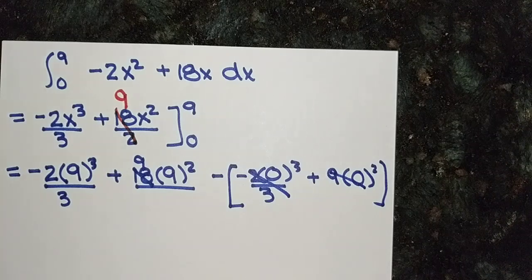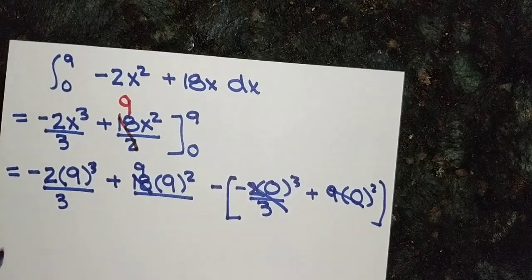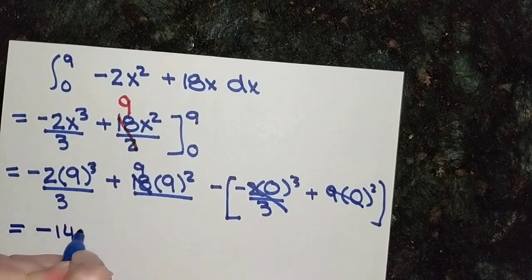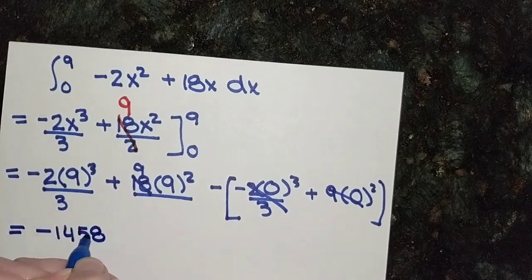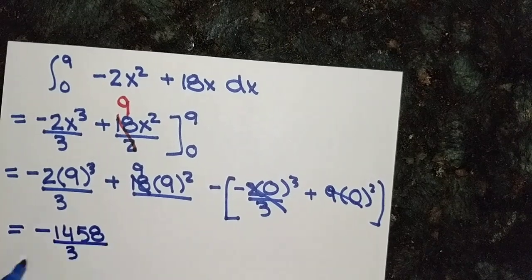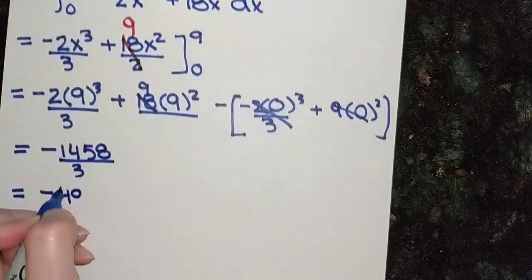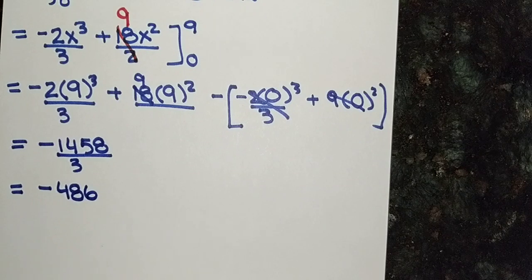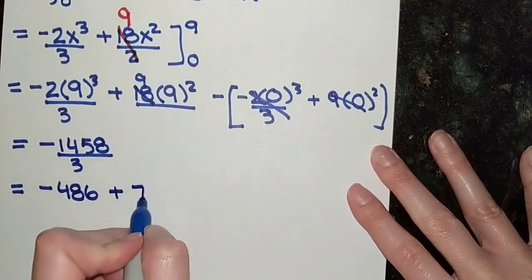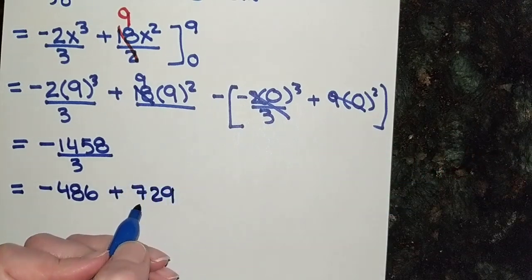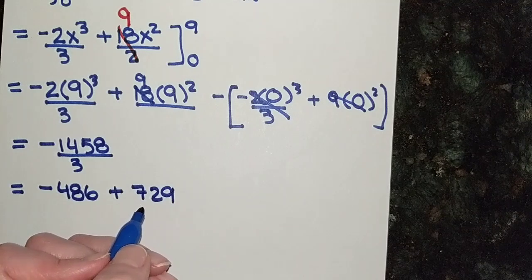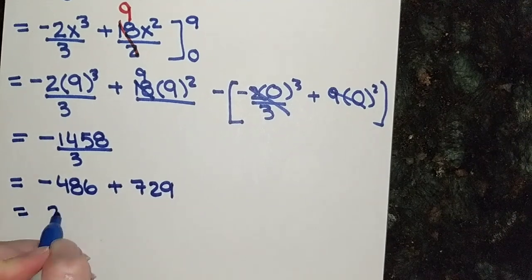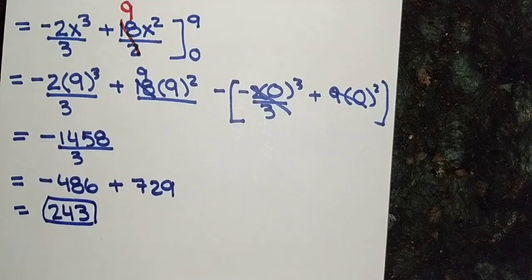Okay? So you have to simplify this. When you take the 9 to the third, you get a huge number. You get 729 times the 2, which is going to give you a negative 1458 over 3, which gives you negative 486, and then plus this 729. And so you'll just subtract those two numbers and get 243 as the area under that curve.